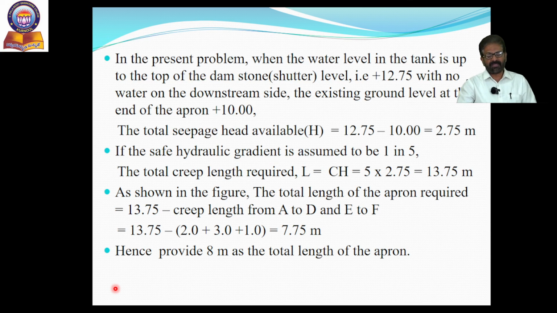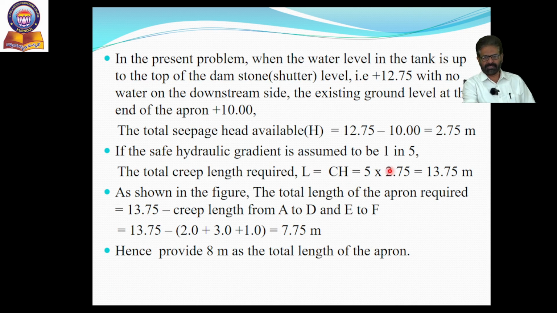Now, if the safe hydraulic gradient is assumed to be 1 in 5, what is the total creep length required? That's a simple formula. As H by L is equal to 1 by C, we consider this equation as the necessary condition. Accordingly, the total creep length is given by L equals C into H, where L is the creep length, C is the creep coefficient, and H is the total head available. Accordingly, 5 into 2.75 is equal to 13.75 meters. I hope it is clear.